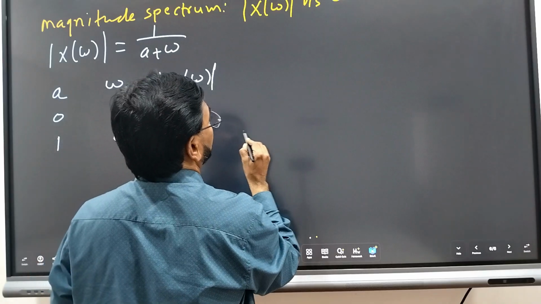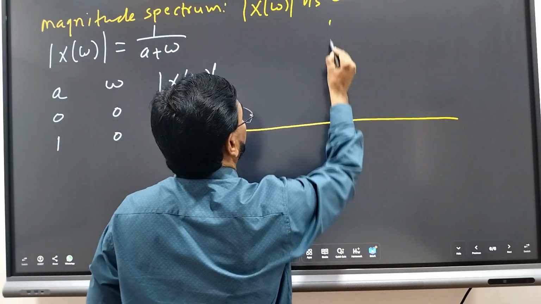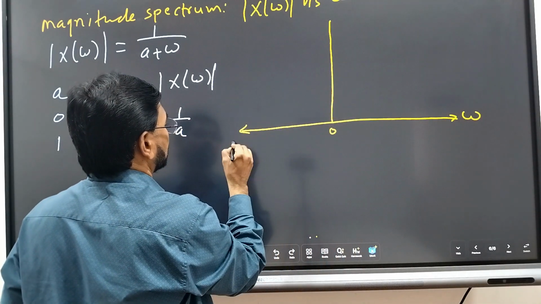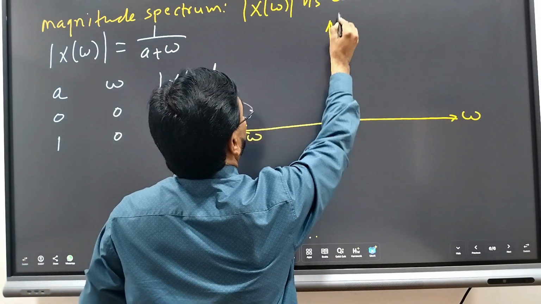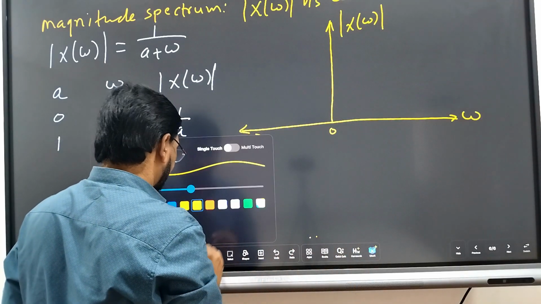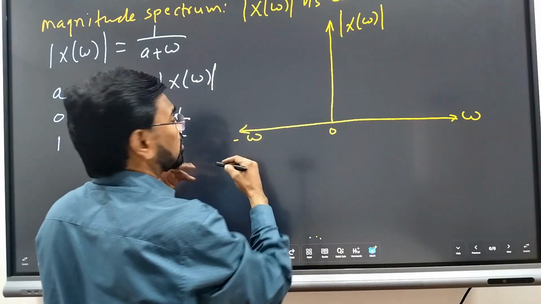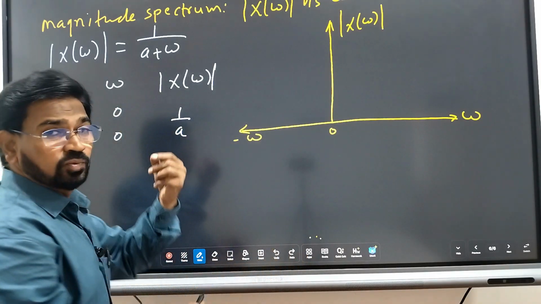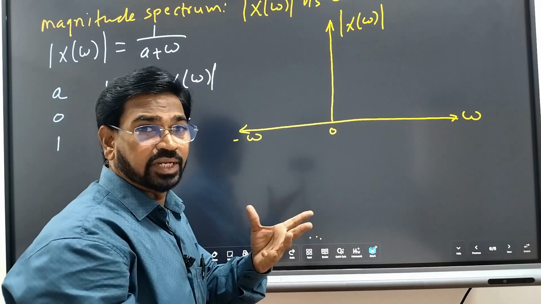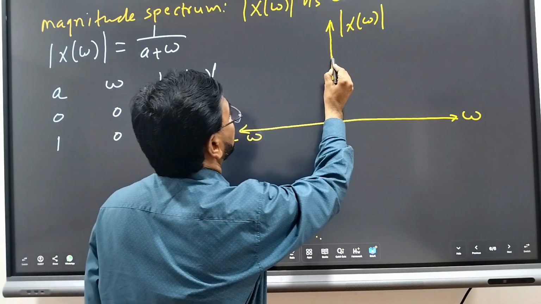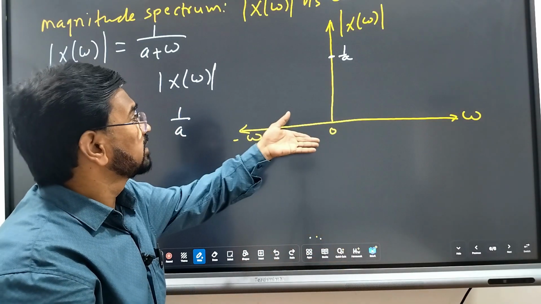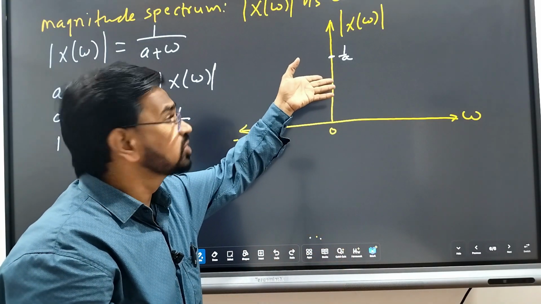This is the graph, with omega and minus omega on the axis, and magnitude of X of omega. When a equal to 0 we are not getting anything, but when a equal to 1 and omega equal to 0, meaning there is no frequency, we'll get 1 by a. This is the maximum height of the spectrum.